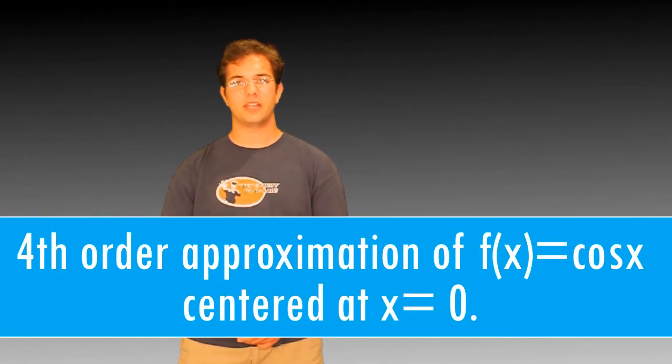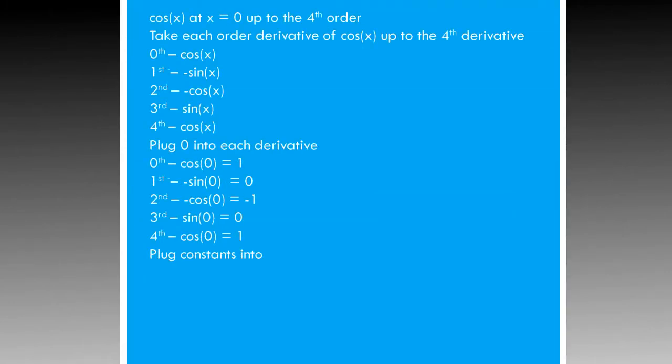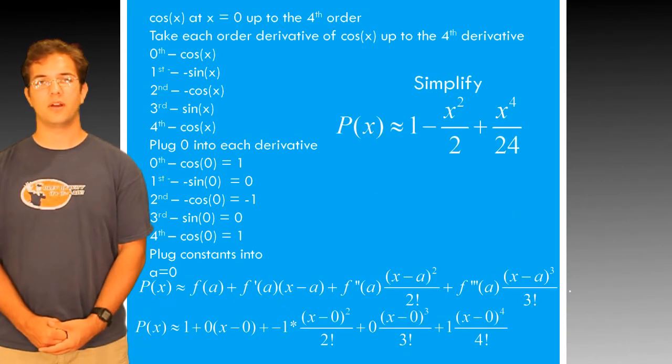So try this one on your own. The fourth order Taylor approximation of cosine x centered around x equals 0. Pause the video and play it when you found the answer. And the answer is 1 minus x squared over 2, plus x to the 4th over 24.